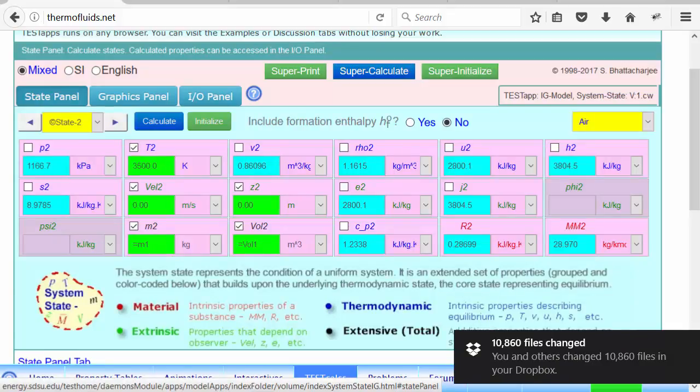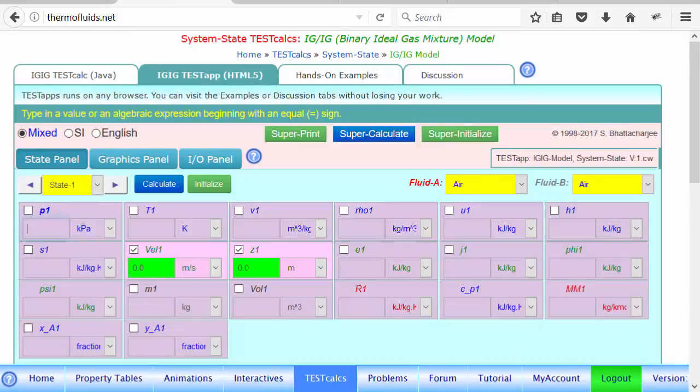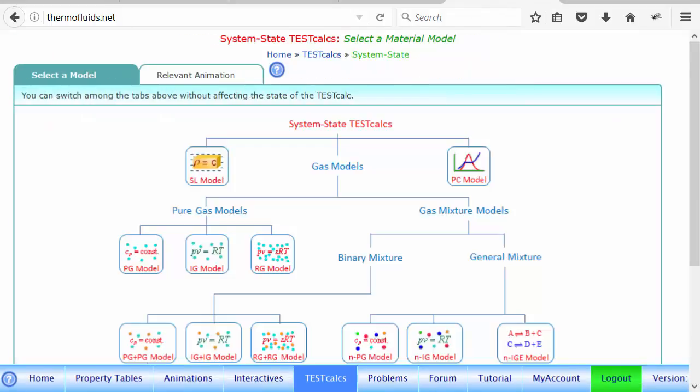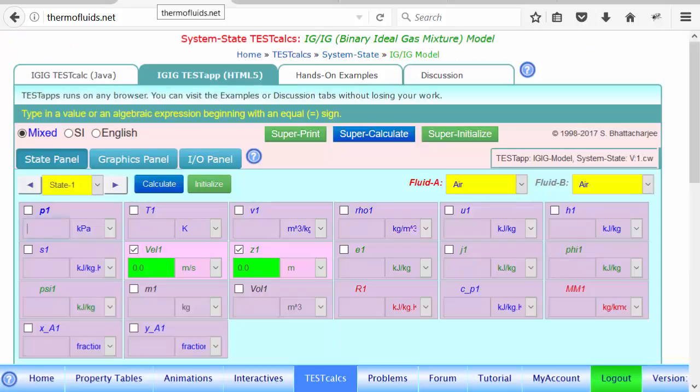So let's move ahead and now use the binary mixture model. Recall the binary mixture model is launched. If you look at the different models, the pure gases are here: perfect gas, ideal gas, and real gas model. And the mixture models are separated into binary mixture and general mixture. By clicking IG plus IG model, you end up here. It's by default a mixture of air and air, but now we will have oxygen and nitrogen. And the mixture is defined by the mole fraction of, notice XA and YA define the binary mixture.